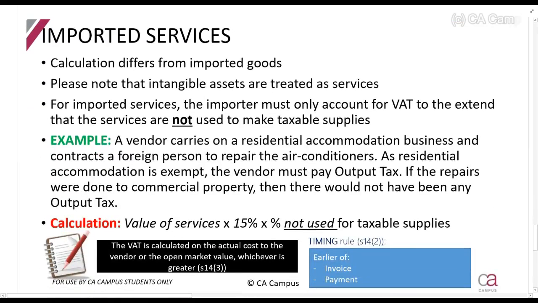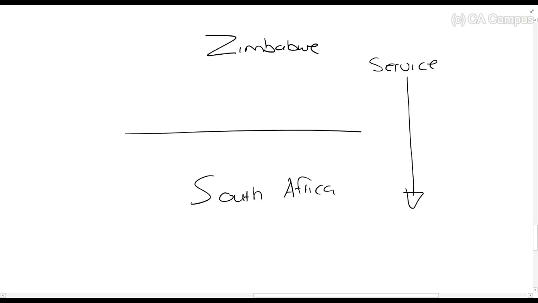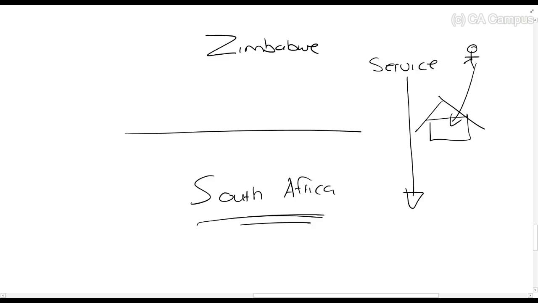The importing of services is a little bit different. Here we are not importing goods. So, let's say, here's Zimbabwe, here's South Africa, and there is a person in Zimbabwe that will render a service to us. He is going to come from Zimbabwe into South Africa. Now, there's the customs and excise warehouse. You can't take this person and put him in the warehouse and say, listen, unless this person in South Africa pays, we're not releasing that person. It doesn't work like that. So they had to have different rules.